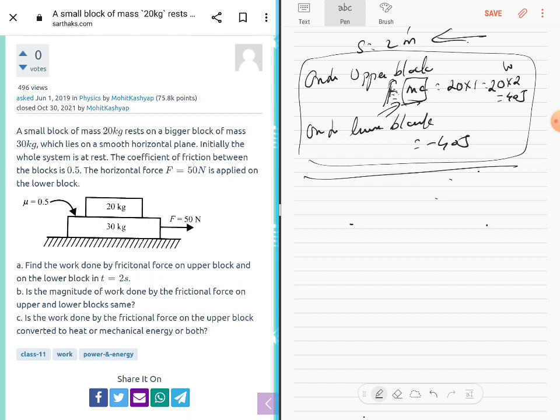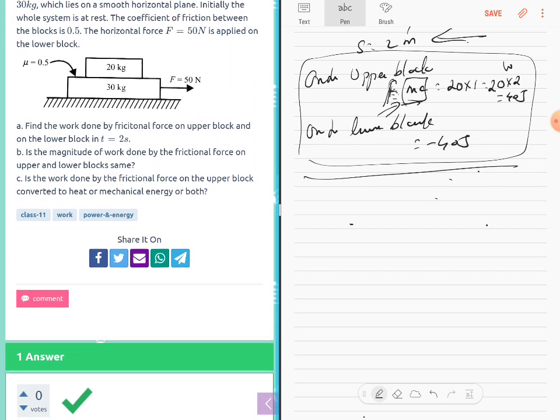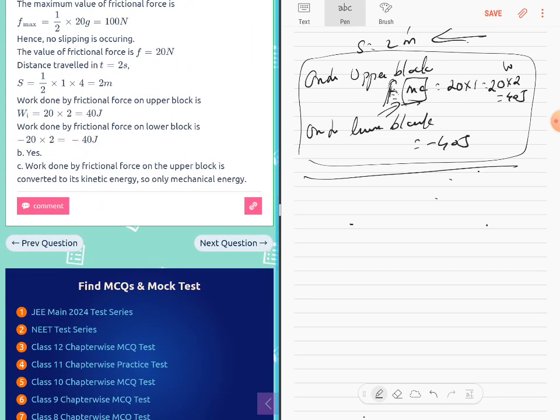Yeah, because the top block, though it's accelerating along with the bottom, it is not as such moving individually. So then therefore it is converted into heat or mechanical energy or both. Converted into its kinetic energy, so only mechanical. There is no kinetic energy because the upper block as such individually it's not moving. So I think it will develop as heat. I don't know.